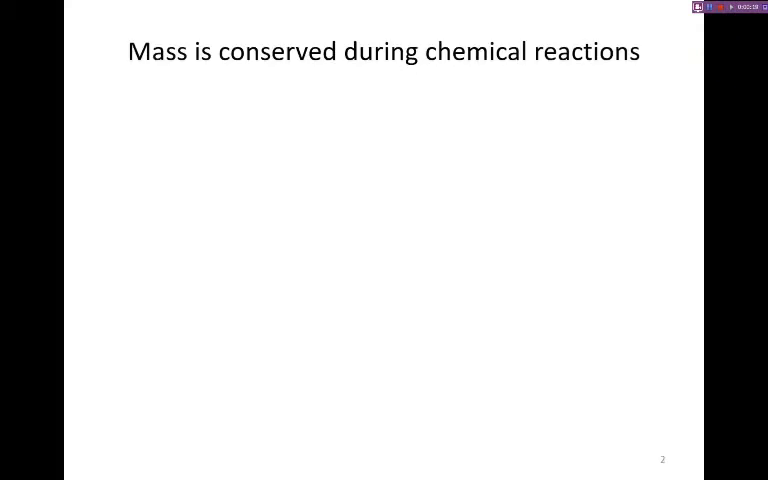First thing that we need to understand is that during any chemical reaction, we're converting between elements or molecules that are what are called reactants, and they form what are called products. But that mass is conserved. We're not changing the identity of the element, but changing rather the identity of the molecule. And this is where we get the idea of what's called a balanced chemical equation.